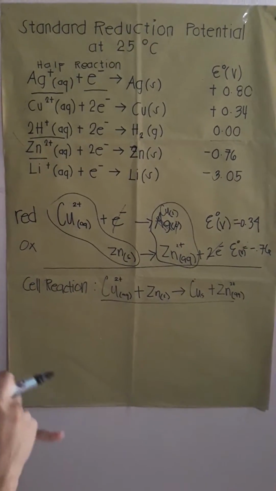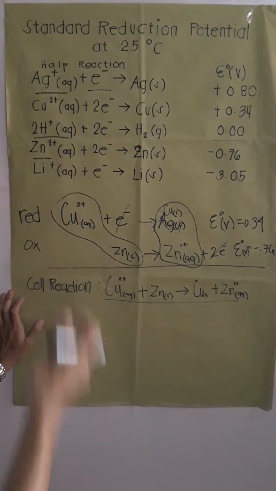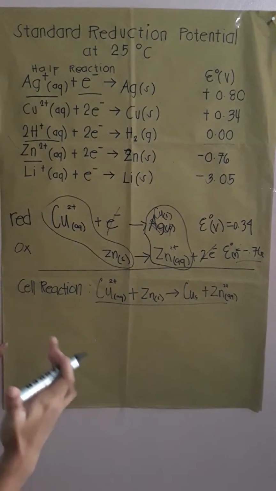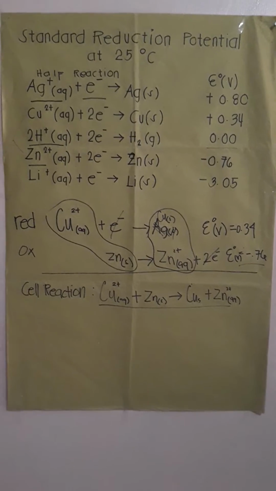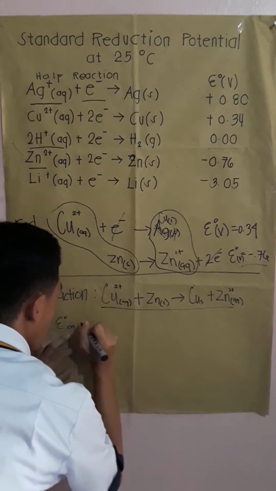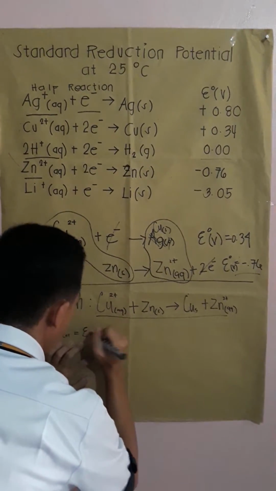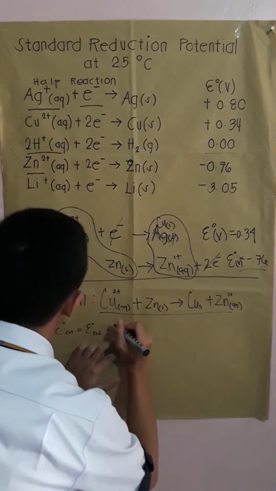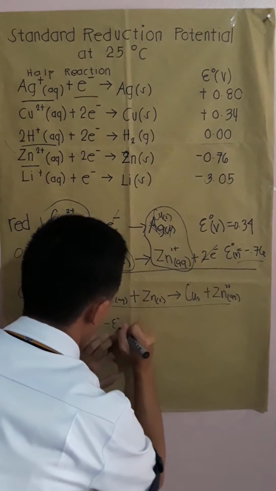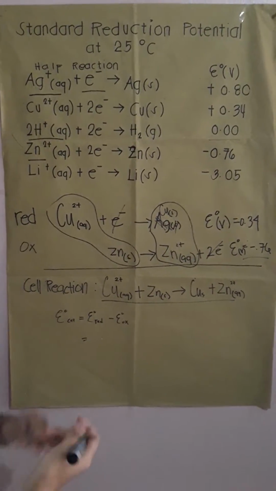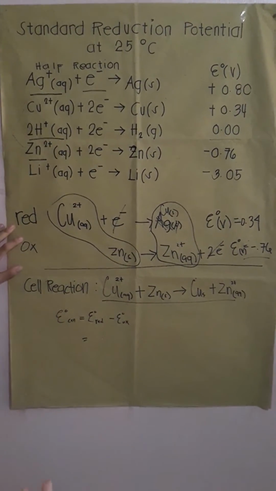To get the total amount of the reduction and oxidation, or the overall, you just need to subtract them. So the equation of the cell reaction is equal to the standard reduction potential of reduction minus the standard reduction potential of oxidation. So we've already determined where is the reduction and the oxidation. The reduction in here is the copper and the oxidation here is the zinc.